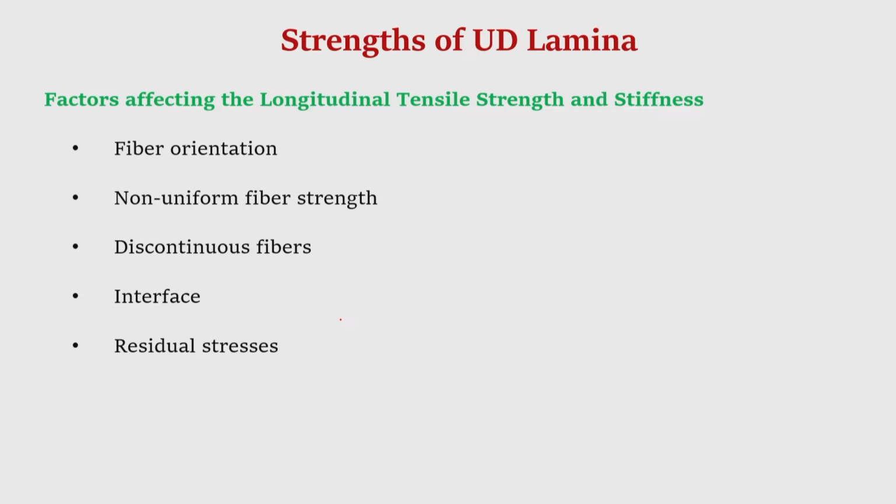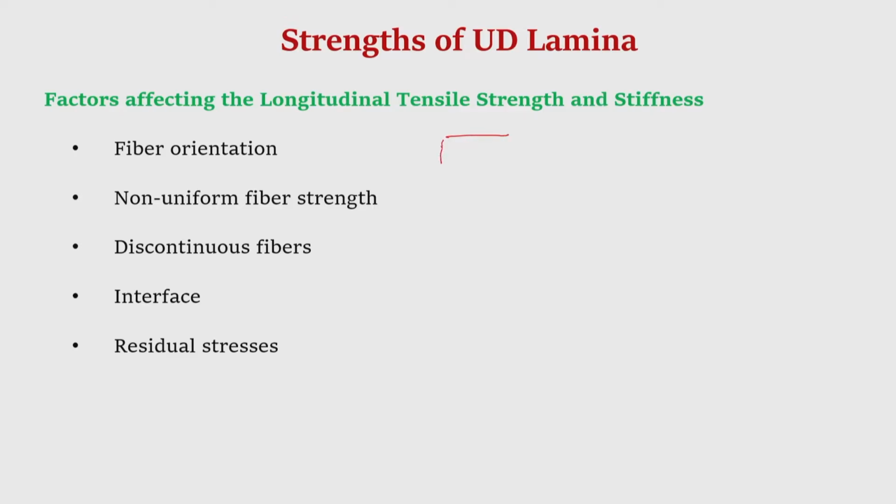If you remember, we assumed perfectly aligned fibers. Now, you know that the longitudinal strength of the fiber is much higher compared to the transverse strength. Therefore, in a lamina, when we have the fibers aligned along the direction of loading, we will get the maximum strength. Compared to that, if some of the fibers are not aligned, suppose there is misalignment, that will actually affect the strength of the composite.